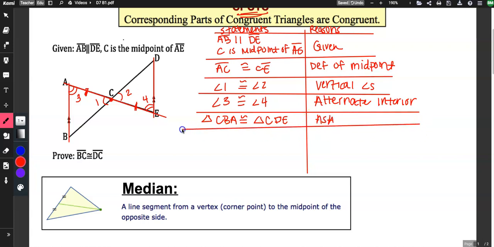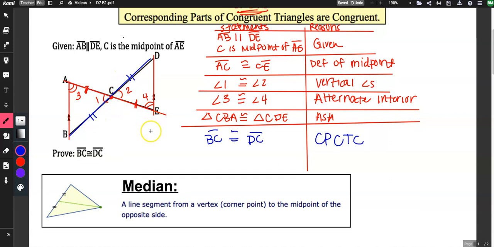Okay, so now I'm not done yet because I still need to prove these segments are congruent. I'm going to switch colors here. So BC is this guy, and then DC here. Because I've said the whole triangles are congruent, I can already jump to BC is congruent to DC, and that's by our new statement, CPCTC, corresponding parts of congruent triangles are congruent. Because the entire triangle is, these two pieces have to be congruent as well. All right.